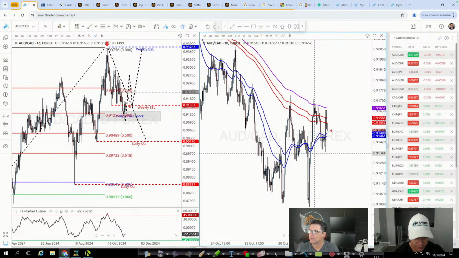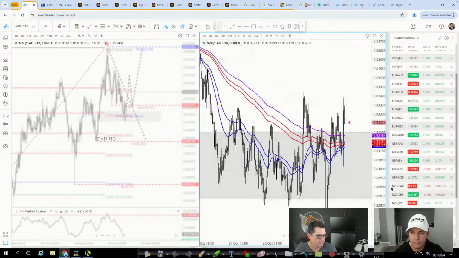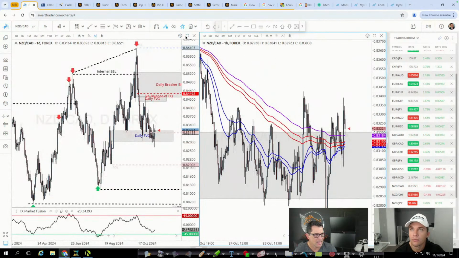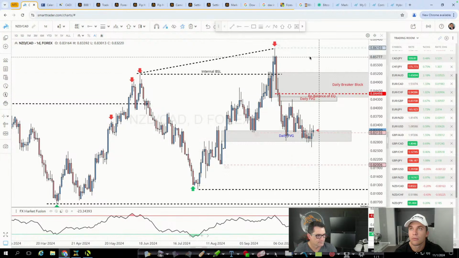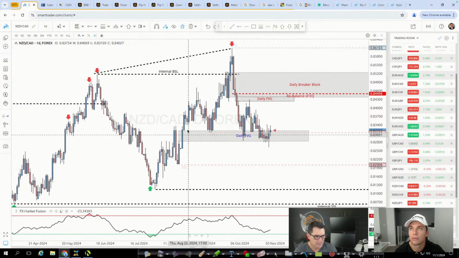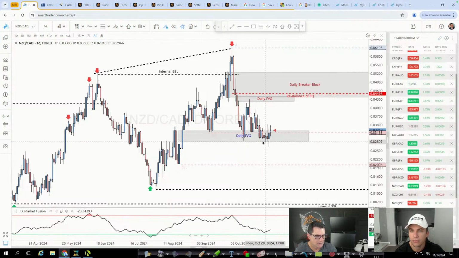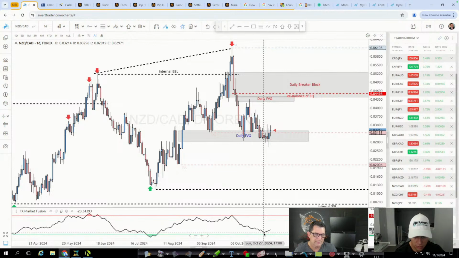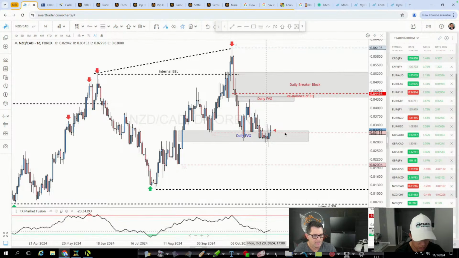And then the same thing is going to be applied to the New Zealand CAD. Let's take a look at the New Zealand CAD. I'm going to cover that as well, Cam. Okay, New Zealand CAD, here we go. Notice we are seeing respect here with this daily order block. Price has tapped into it a few times. You can see the market never broke below there. That's not the only thing I may pay attention to, but I can see we haven't moved into an oversold condition yet.